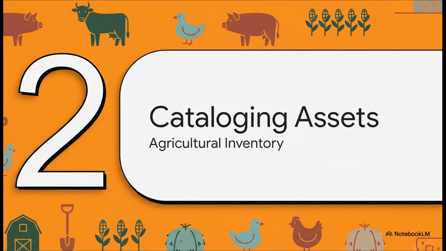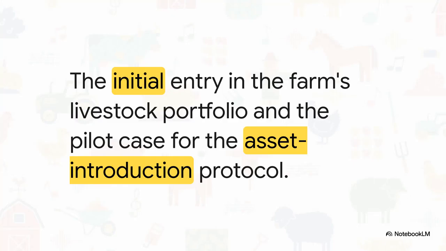With the owner and the property established, the text is ready for phase 2, cataloging the assets. So the very first asset brought into this whole ecosystem is a cow. Not cows, plural, but a single, specific unit. This cow is basically the pilot case for how this whole narrative is going to introduce new things. It's the first entry in what we might as well call the farm's livestock portfolio.